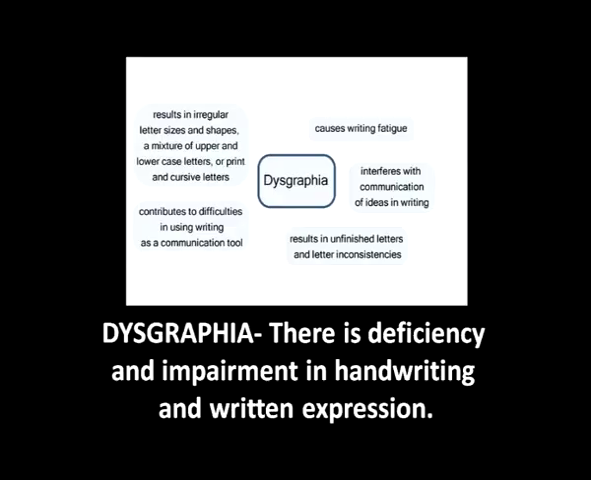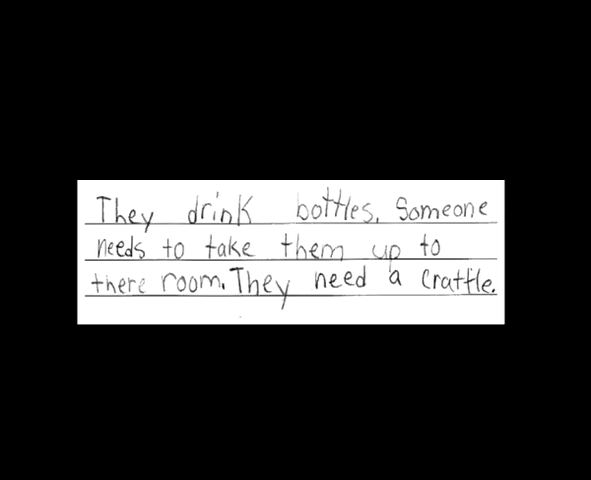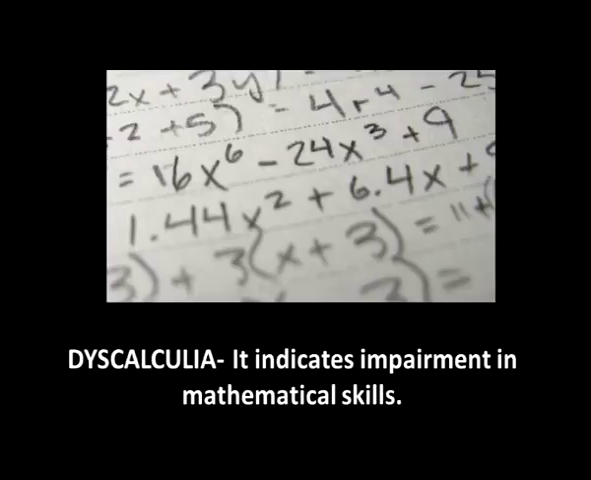Dysgraphia. There is deficiency and impairment in handwriting and written expression. The child has problem in writing correct grammatical sentences, putting right punctuation marks, poor paragraph structure, and spellings. Dyscalculia. It indicates impairment in mathematical skills.